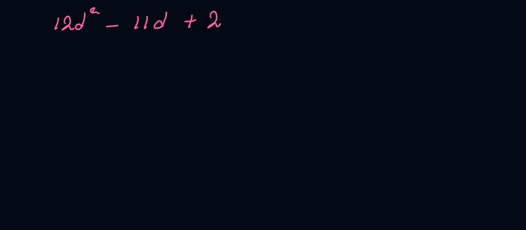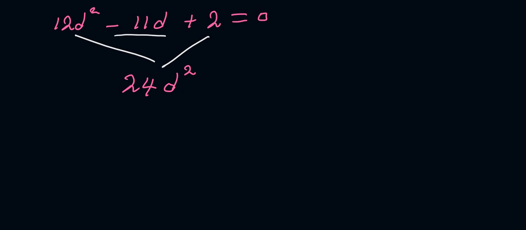That is greater than 1. So the first thing is to multiply the whole of this by positive 2. So 12d squared times 2, that's going to give us 24d squared. So now we're going to find two factors of 24 such that when we add them together, we should have negative 11.